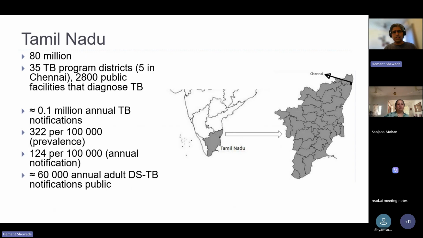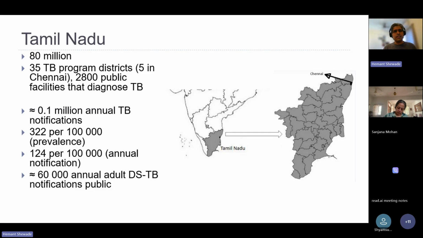So Tamil Nadu is a southern Indian state. All of us know it has one of the highest per capita GDP, and it also has one of the highest HDI in the country. It has a separate Directorate of Public Health, which takes care of primary health care. It has a Directorate of Medical and Rural Health Services, which takes care of secondary health care, and a Directorate of Medical Education that takes care of tertiary health care.